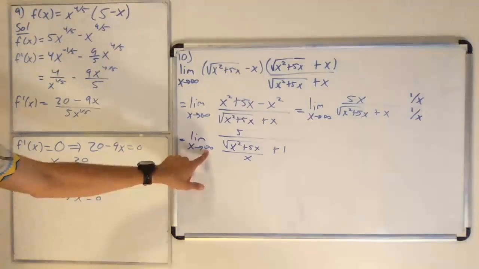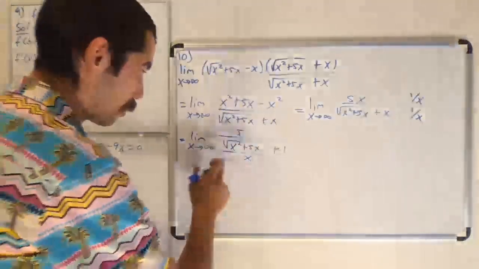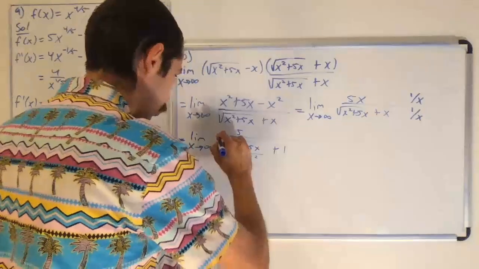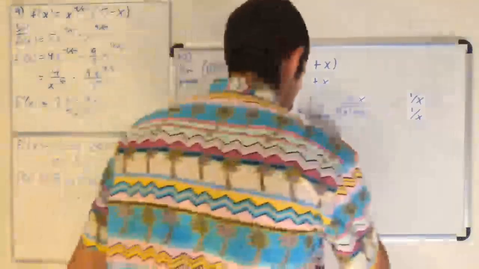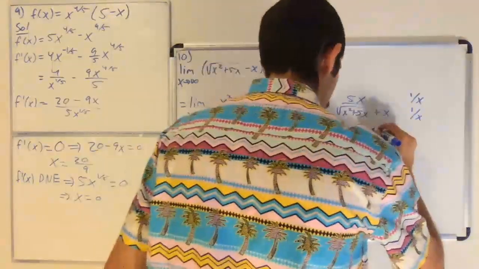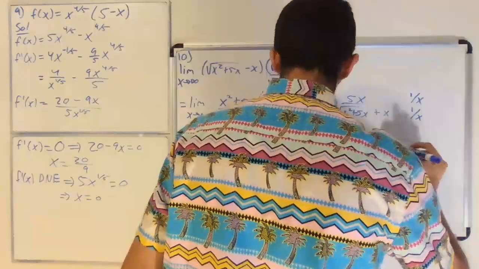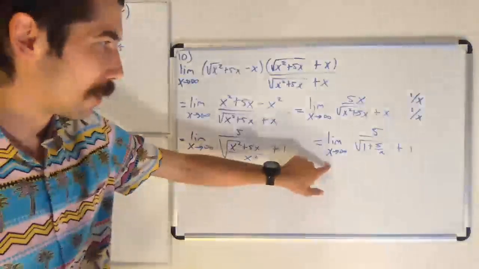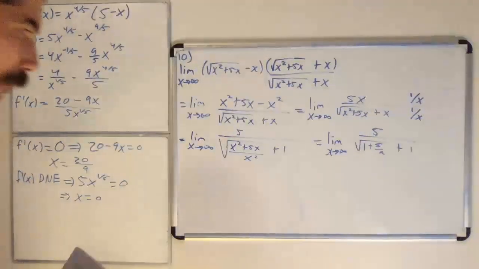And since x is positive, x is equal to the positive square root of x squared. So we could bring this into the square root here. We're almost done. This is the limit as x goes to infinity of 5 over the square root of 1 plus 5 over x, plus 1. Now we could actually evaluate this limit. That term will go to 0. Everything else will just be as it is, and we're left with 5 halves.